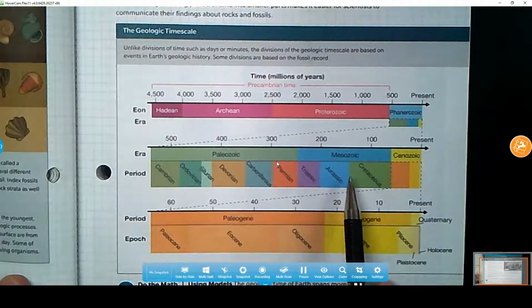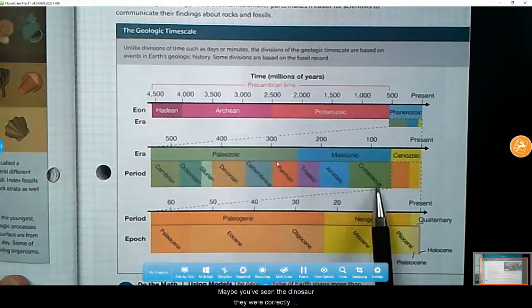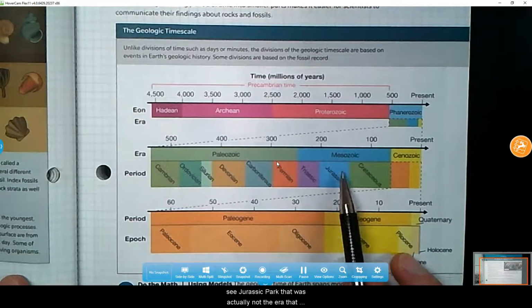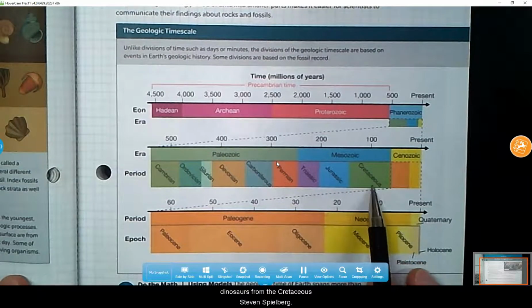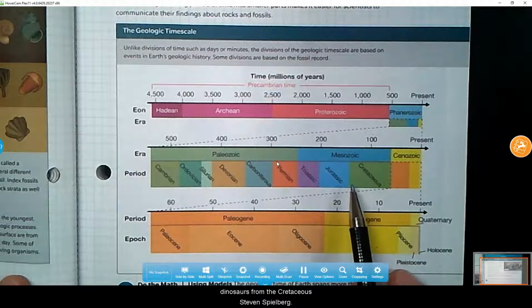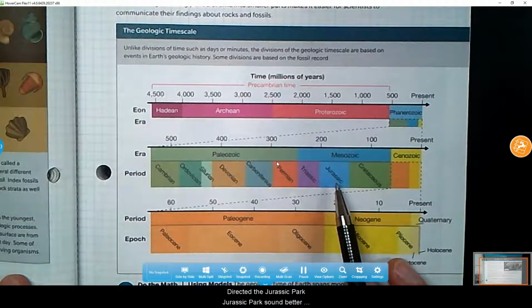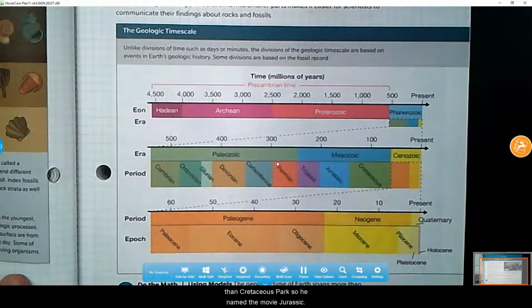So maybe you've seen the dinosaurs. They were actually from the Cretaceous era. Okay, not actually the Jurassic. So if you ever see Jurassic Park, that was actually not the era that dinosaurs were from. They're actually from the Cretaceous. Steven Spielberg, who directed Jurassic Park, just thought Jurassic Park sounded better than Cretaceous Park, so he named the movie Jurassic Park.